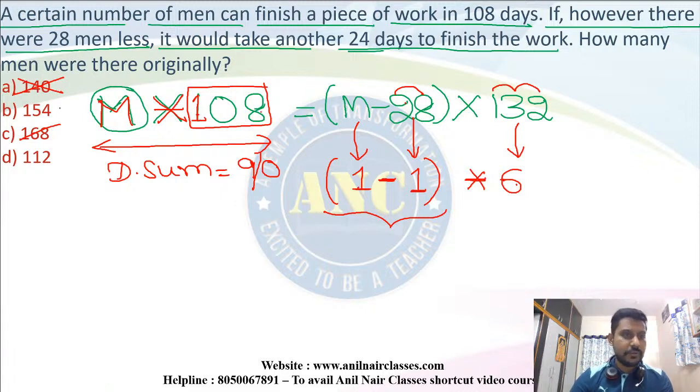Yes, so 154 digital sum is 1. It may be the right answer. 168 is not 1. 112 is also not 1. So the answer for this question is 154. You can actually check it by substituting and simplifying everything, but it's a waste of time. The beautiful concept is digital sum, where 9 and 0 are both the same.